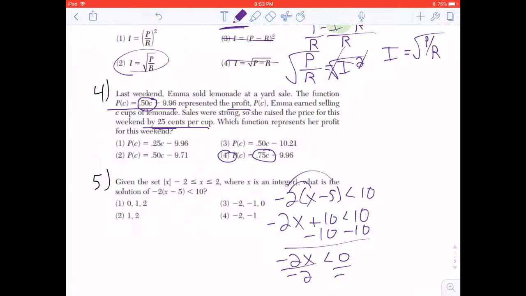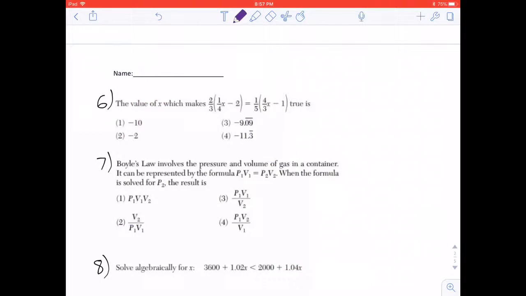Divide by -2. When you multiply or divide by a negative, make sure we flip the inequality sign. So we need integers between -2 and 2 that are greater than 0. The only option here is choice number 2.